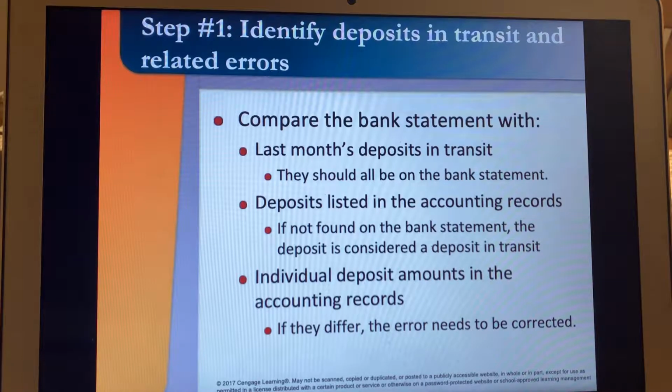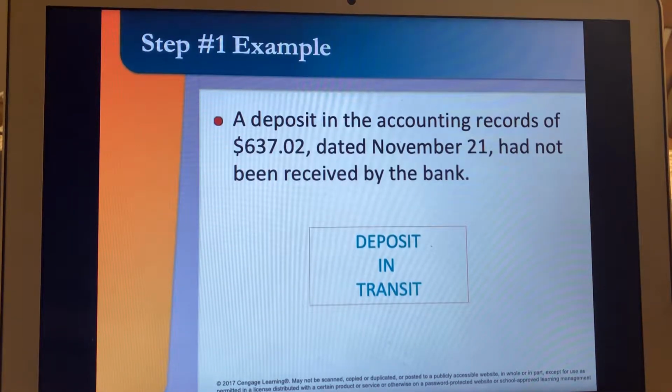Deposit listed in the accounting records. If not found on the bank statement, the deposit is considered a deposit in transit. Compare individual deposit amounts in the accounting records. If they differ, the error needs to be corrected. So here's step 2, a little bit more in depth.